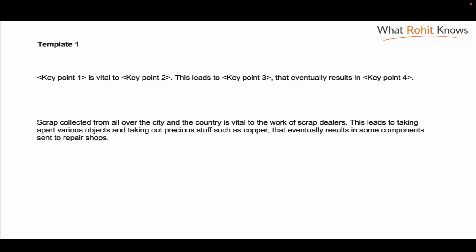Key point 1 here was scrap collected from all over the city and the country. So scrap collected from all over the city and the country is vital to key point 2. So what is that key point 2? Is vital to the work of scrap dealers. This leads to what? Taking apart various objects and taking out precious stuff such as copper. That eventually results in what? In some components sent to repair shops. So all the key points we have identified, and this is very similar to the response that was written from scratch, which we saw in the previous slide.